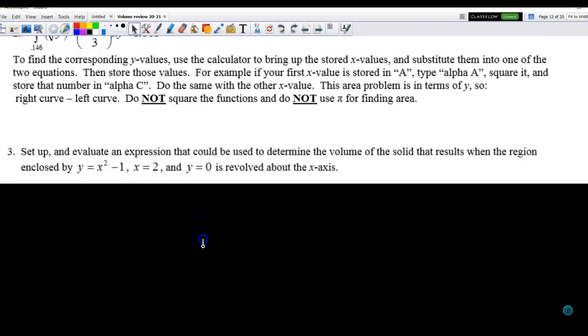All right, in problem number 3, we're using the same region. We're going to evaluate an expression that could be used. Now we're going to volume, so your brain's got to change a little bit here. You got to remember pi r squared, whole, no whole, in terms of x, in terms of y. We can see right here we are revolving the region about the x-axis.